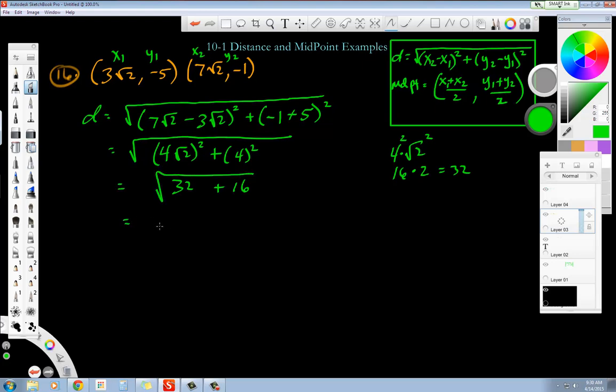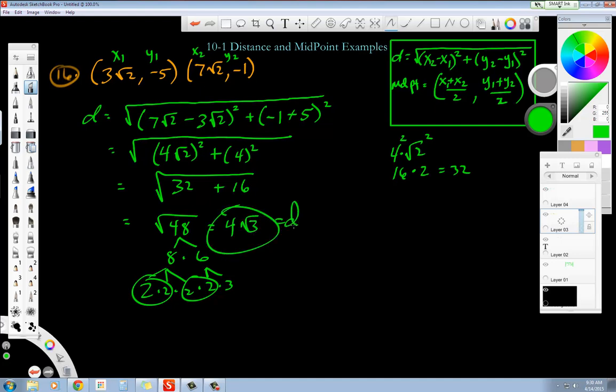All right, so that turns into the square root of 48, which breaks down into factor trees. So 48 would be 8 times 6. Remember, an 8 is 2 times 2 times 2, and 6 is 2 times 3. We take a pair of 2's, and each of those pop out, which is 2 times 2, which is 4 radical 3. So that should have been the distance.